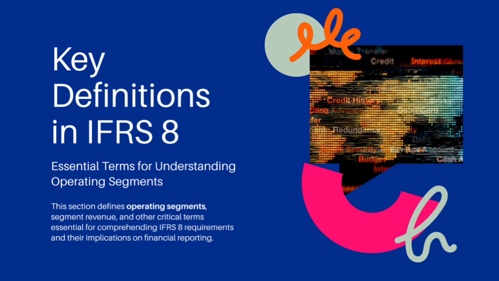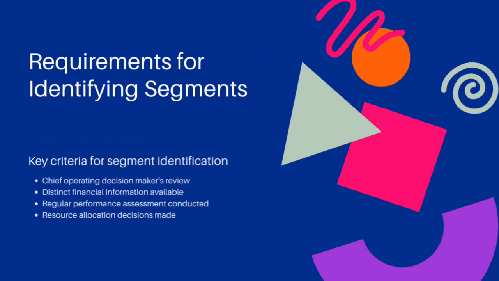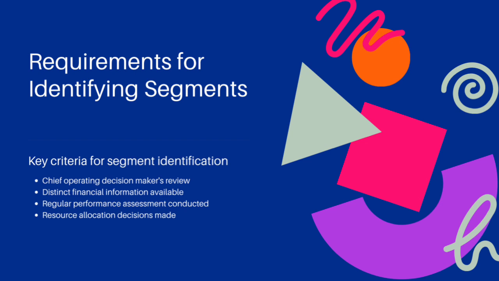So, what exactly is an operating segment? It's a part of a company that engages in business activities that generate revenue and expenses. Has its operating results regularly reviewed by the CODM to make decisions about resource allocation and performance. Has discrete financial information available. Essentially, if a part of the business meets these three criteria, it's considered an operating segment.